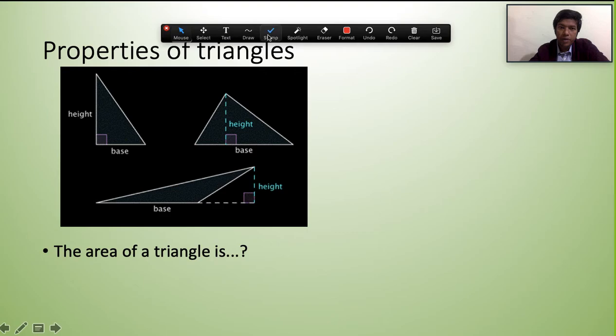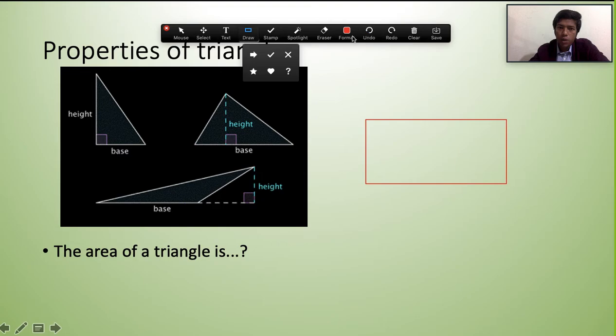Let me draw a figure. Let's say this is a rectangle. What is the area of this rectangle if this is the length and this is the breadth, or the width? Area is length into width, right? This is the area of the rectangle.